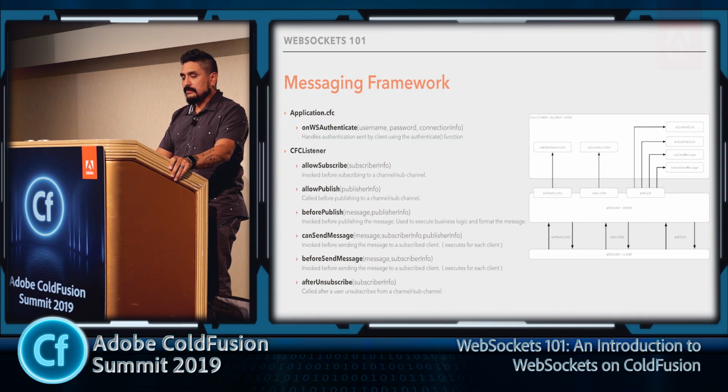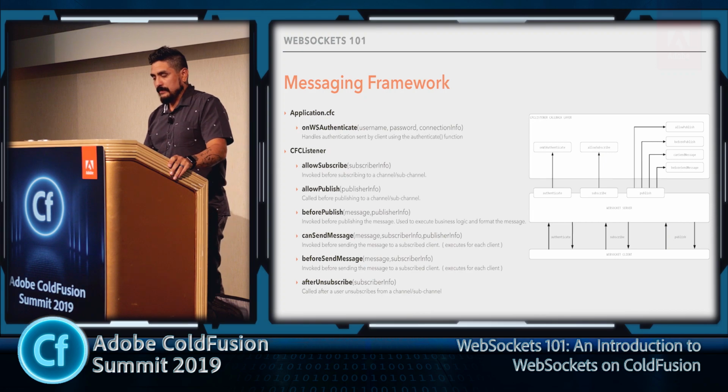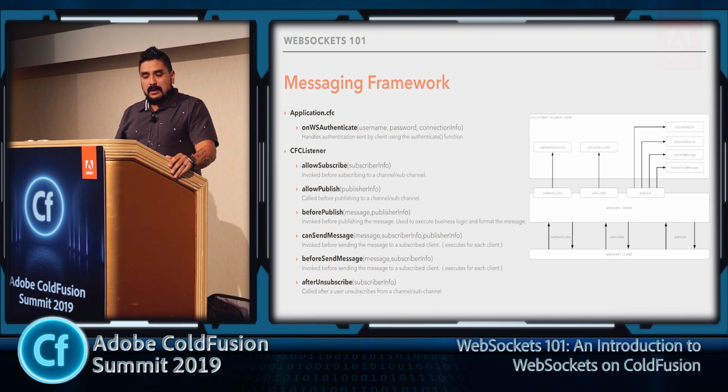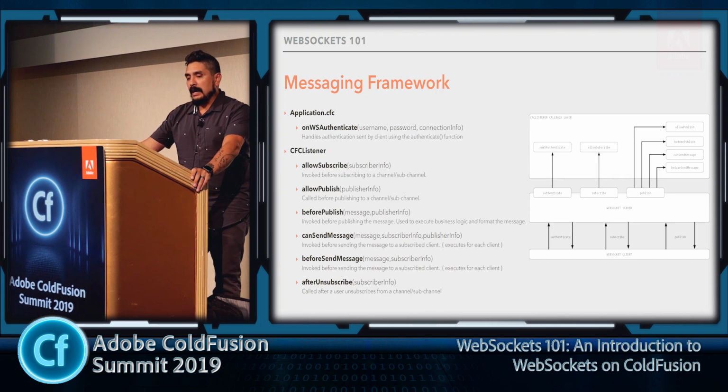So the messaging framework. On the application CFC, there is a function that you add called onWSAuthenticate. This is where, when you do WS authenticate, that's the function that's going to handle all the work for you. So it lives in your application CFC. It accepts a username, password, and connection info. Again, if you pass in connection info, you can add to the user's record. And here you can handle authentication however you want, whether you're doing it against a database or some file or maybe some network service. This is where you do all your logic.